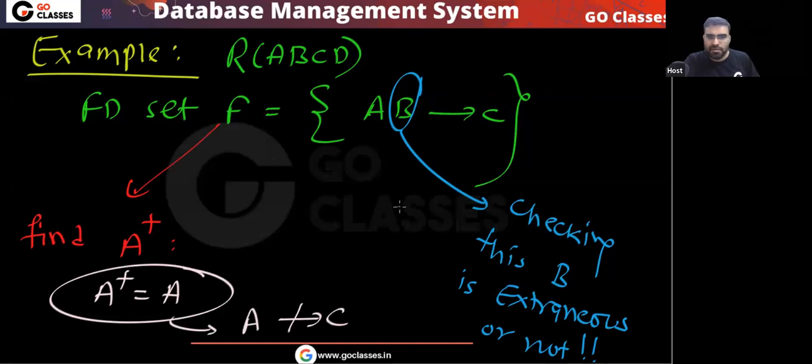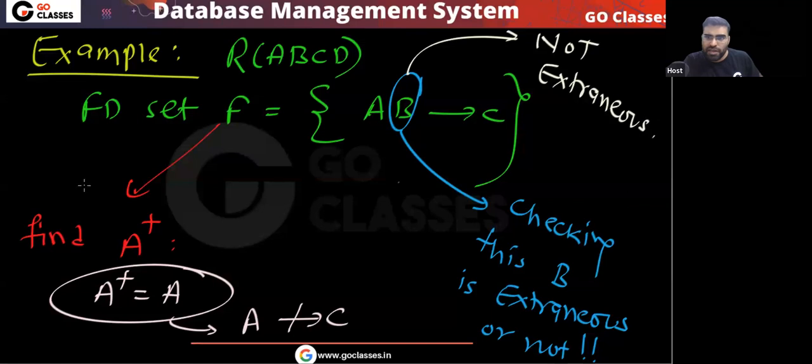So what can I say? This B is not extraneous. So this is not extra. This is actually very important. This B is actually important. This is not extra, this is actually important. Yes or no? Is this clear?